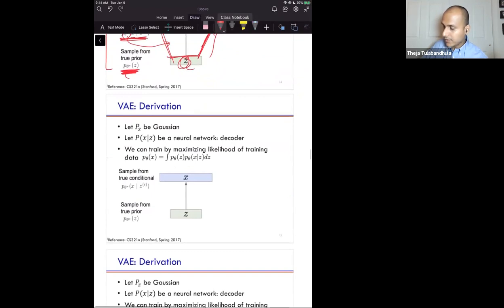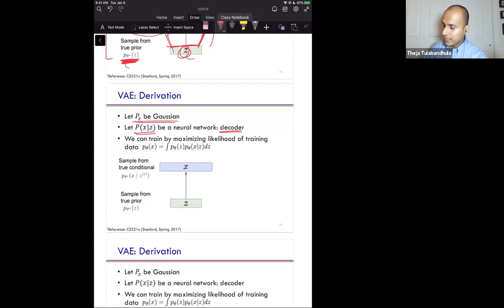So let's say p of z is Gaussian, if we're fixing that, so we want z to be Gaussian, and p of x given z is going to be a neural network, which is essentially a decoder, the deconvolution thing that we saw. Since it's a neural network, it has to produce a mean and covariance, and it'll become clearer in the next few slides. And we want to learn theta, right?